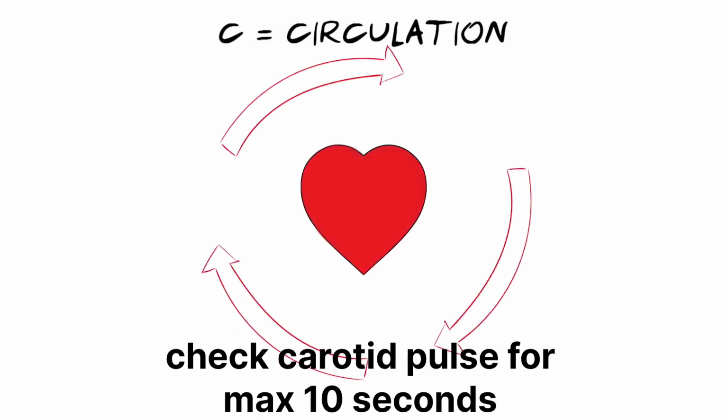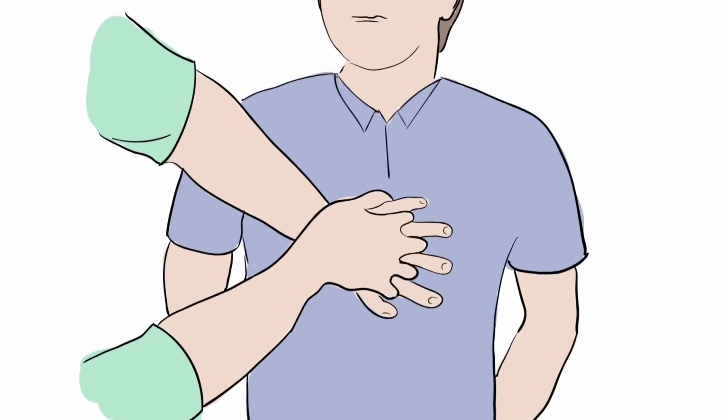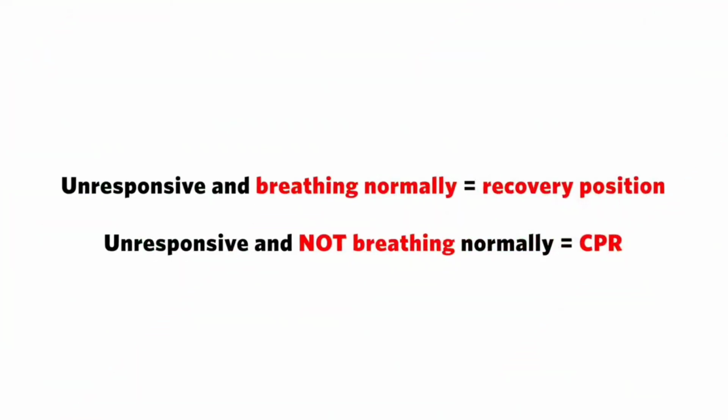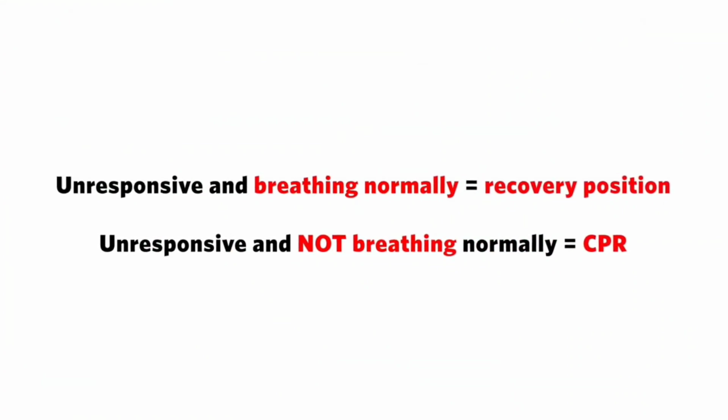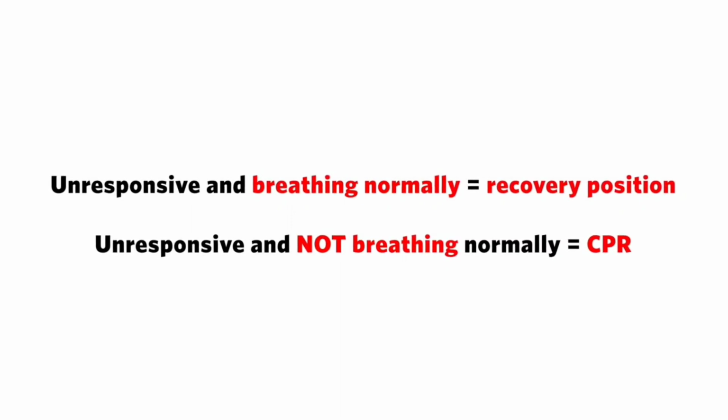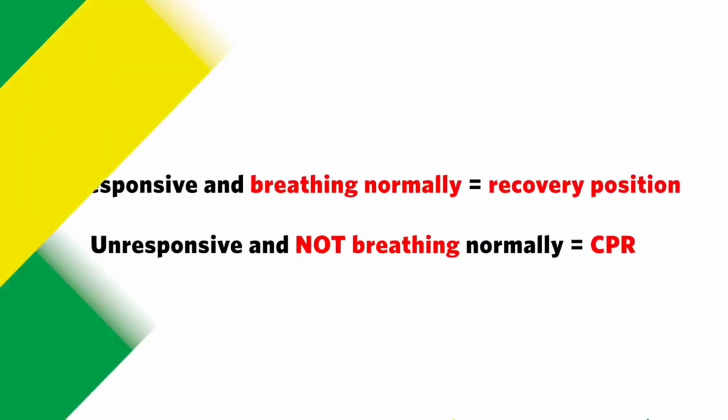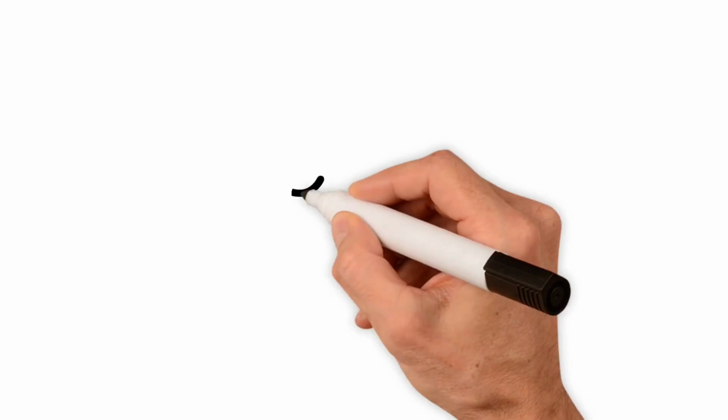If there is pulse, then only give respiration. If there is no pulse, then start CPR immediately. The normal pulse rate is 60 to 100 beats per minute. Remember, if the casualty is unresponsive and breathing normally, then give recovery position that I will show you later. And if the casualty is unresponsive and not breathing normally, then immediately start CPR.